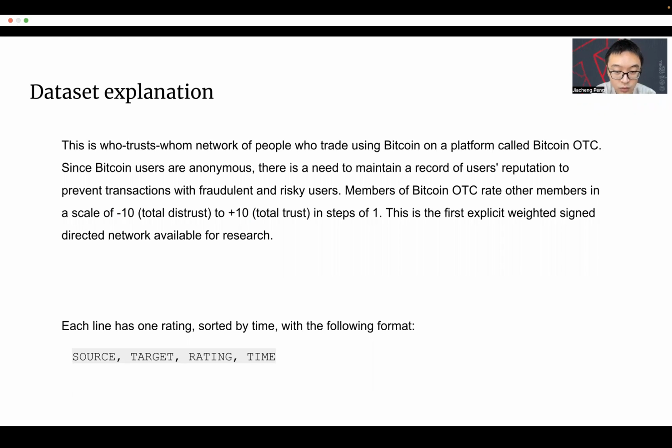And the shape of the dataset looks like this. There are 4 columns. The first is source, which is the rater, the target, which is the ratee, the rating, and the timestamp.